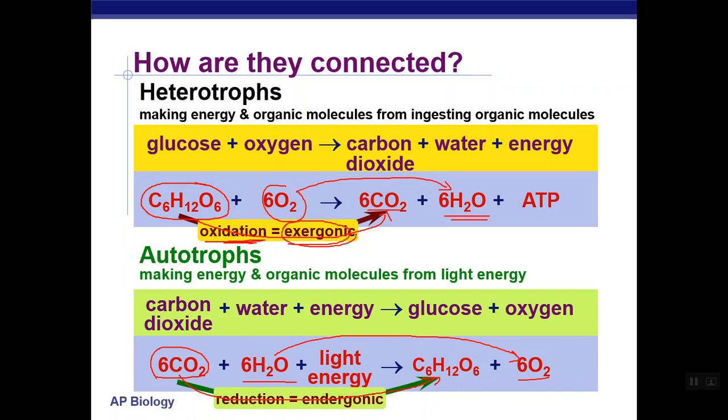Cell respiration released energy in the form of ATP. It was exergonic. Photosynthesis requires energy in the form of light. It's endergonic.